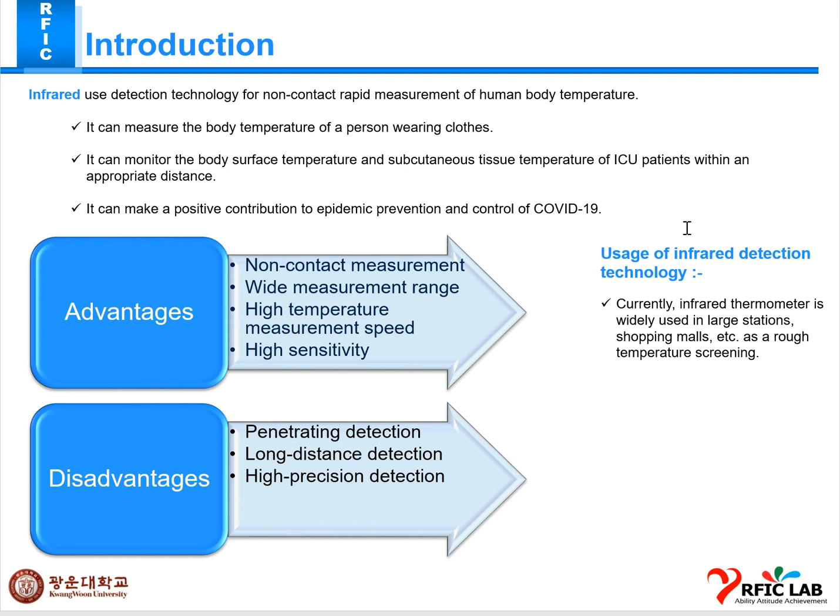Regarding the usage of infrared detection technology, currently the infrared thermometer is widely used in large places like shopping malls, universities, or gathering places. Infrared technology is used most for this. It is a rough temperature scanning system.